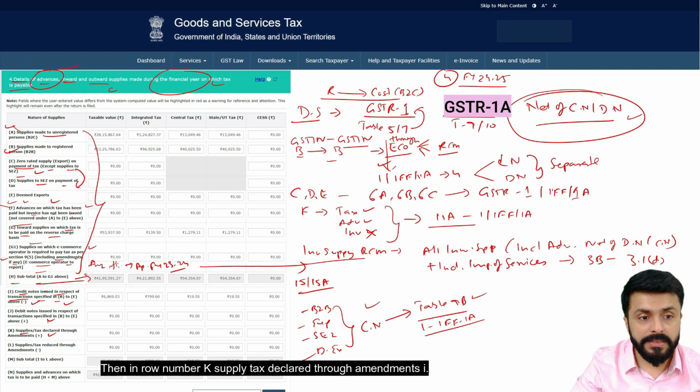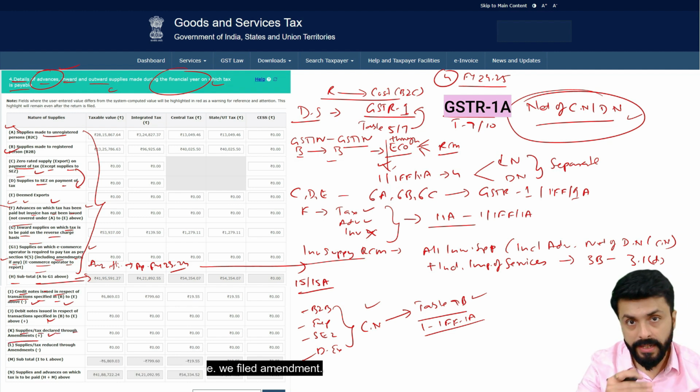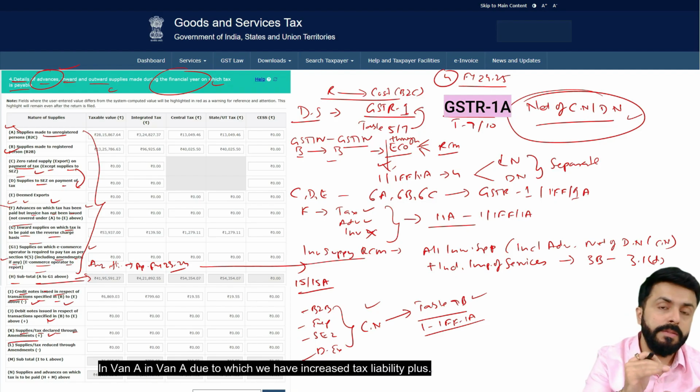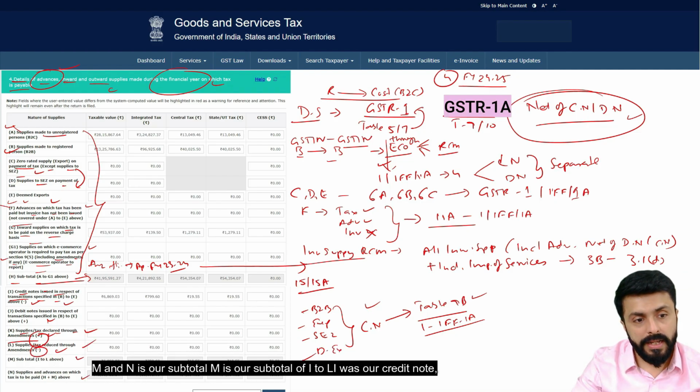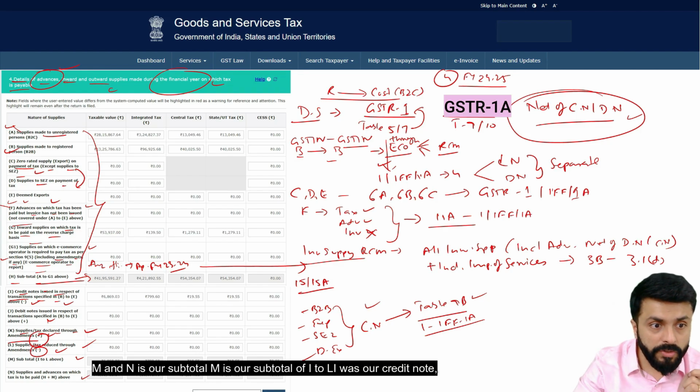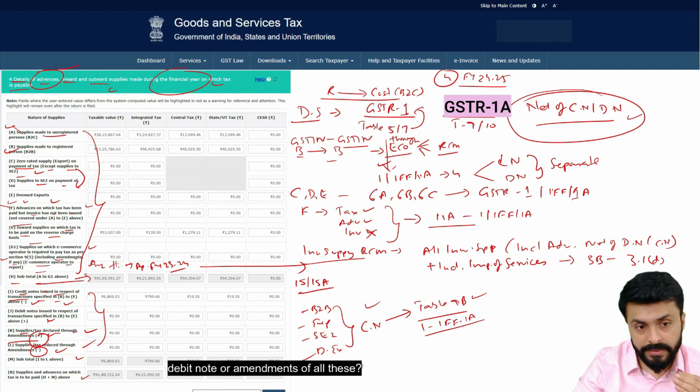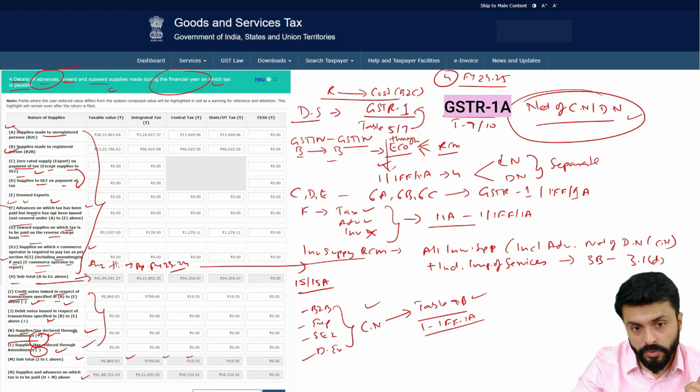Then in row number K, supply tax declared through amendments, i.e. where we filed an amendment in GSTR-1A, due to which we have increased tax liability, I will show that here, and the details due to which there was a reduction in my tax liability will come in L. M and N are our subtotals. M is our subtotal of I to L, which was our credit note, debit note, or amendments of all these.